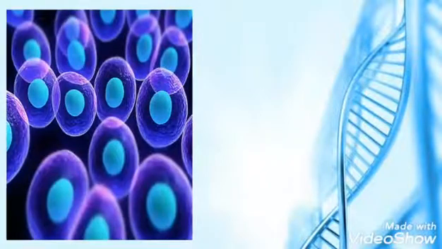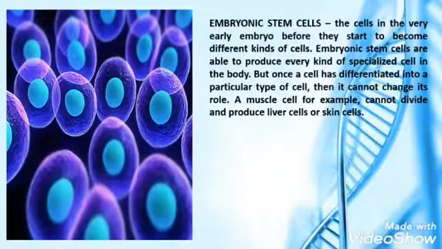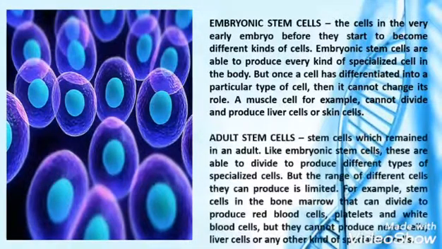The cells in the very early embryo, before they start to become different kinds of cells, are called embryonic stem cells. Embryonic stem cells are able to produce every kind of specialized cell in the body. But once a cell has differentiated into a particular type of cell, then it cannot change its role. A muscle cell, for example, cannot divide and produce liver cells or skin cells.